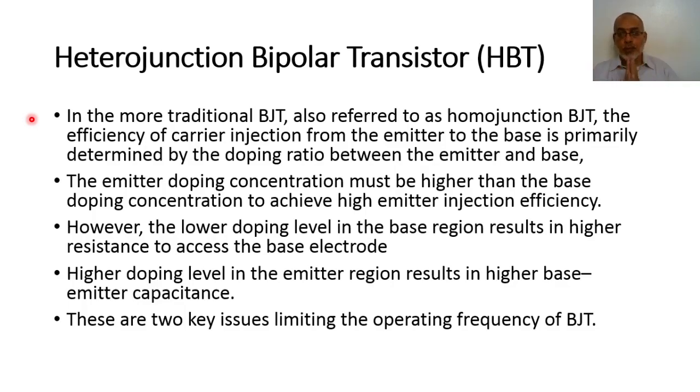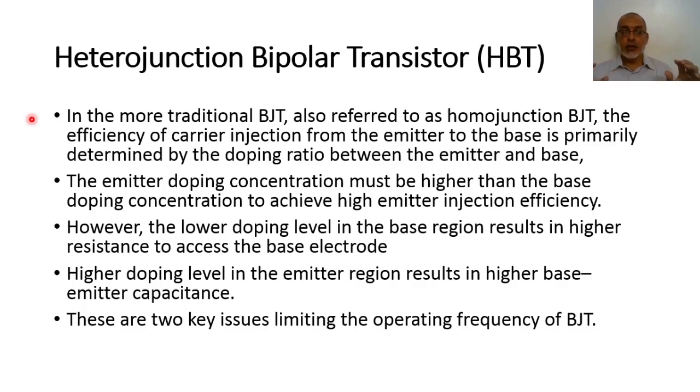To solve this problem, they suggest that instead of using a homojunction transistor of the same semiconductor material, we use another type of semiconductor for the emitter, such that the band gap of the emitter is much greater than the band gap of the base.